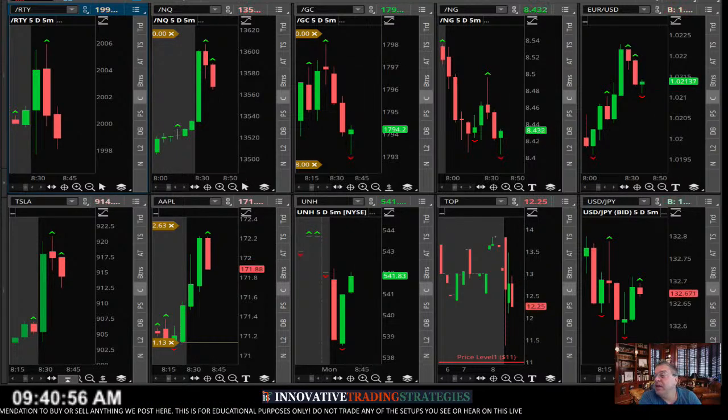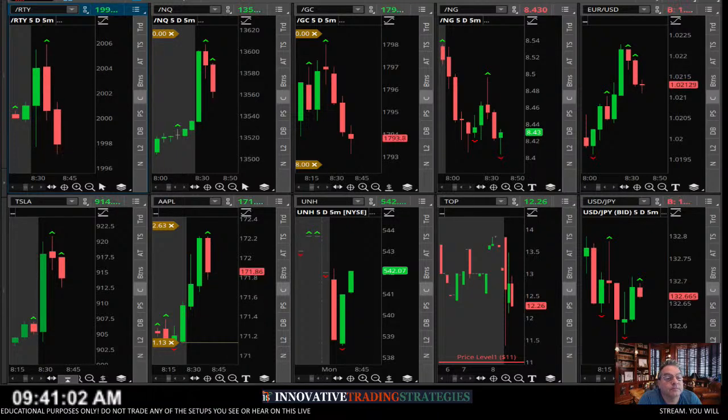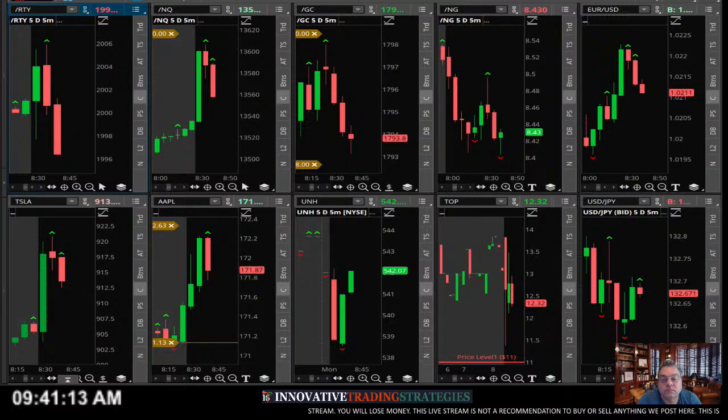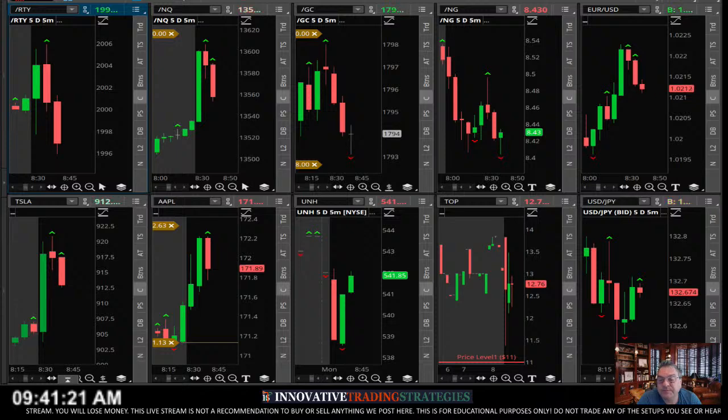Hey, got that double buy going on over here now in Euro US. Looks like 102.11 is going to be the buy on the Euro US. 102.11.